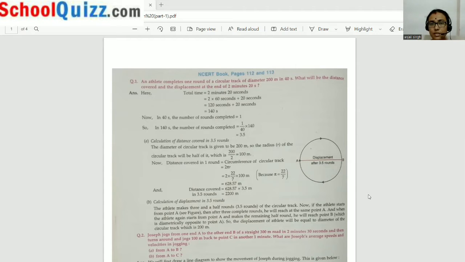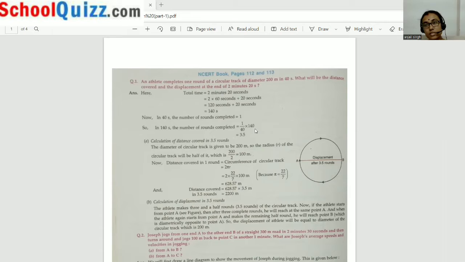So first we will find the time. Time means 2 minutes, multiplied by 60 that will be in seconds, and adding this, you'll get the whole value of seconds. That will be 140 seconds. Okay. So here the diameter is 200 meter. Number of rounds completed in 40 seconds: the athlete completed one round. So in 140 seconds, definitely 1 by 40 into 140, so that will be 3.5 rounds.